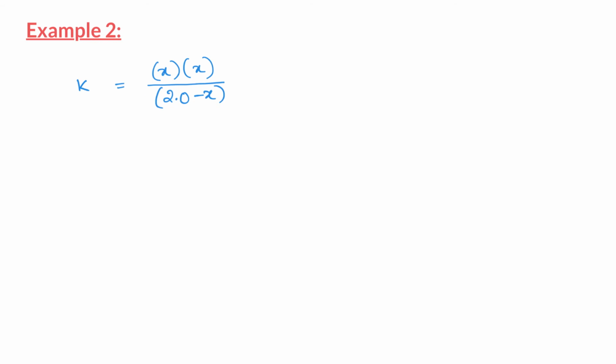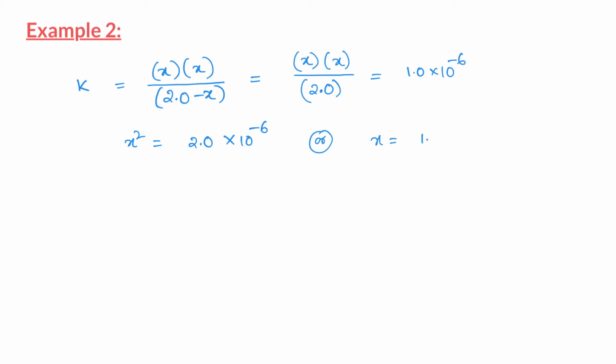This assumption reduces the equilibrium constant expression to the following. K equals X times X divided by 2.0, which is equal to 1.0 times 10 to the negative 6. As we can see, the assumption we made drastically simplified the equilibrium constant expression. If we solve for X, we get X squared equals 2.0 times 10 to the minus 6, and X equals 1.414 times 10 to the negative 3.